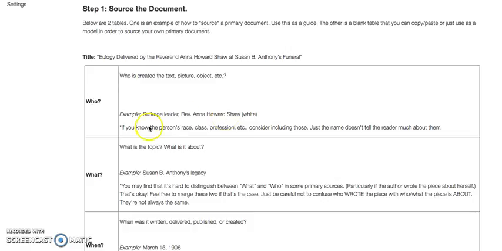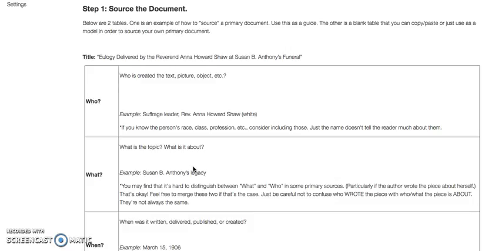And notice here, I've told you that if you know this person's race or their class or their profession, like she's a minister, consider including those. If you just say her name, that doesn't give me much information. She could be anybody, and so that won't help me figure out what her unique perspective is. But if I know a little about her, that'll help me figure out more about her point of view. So give me as much as you know.